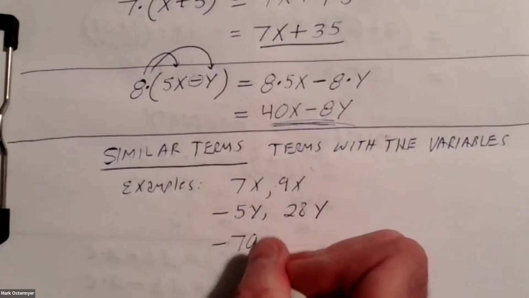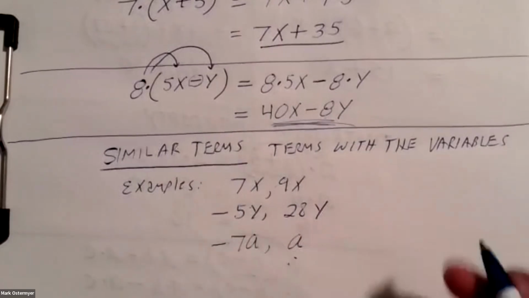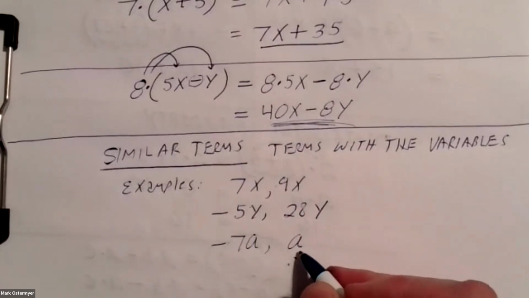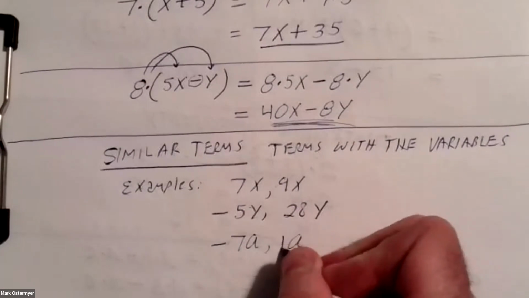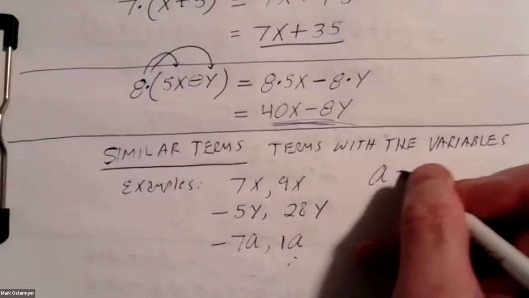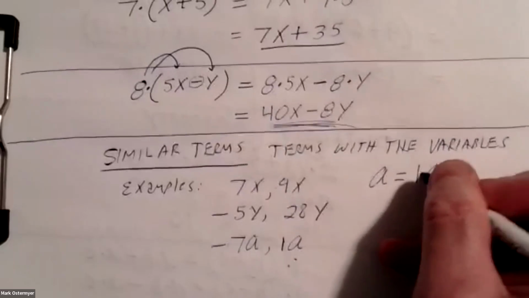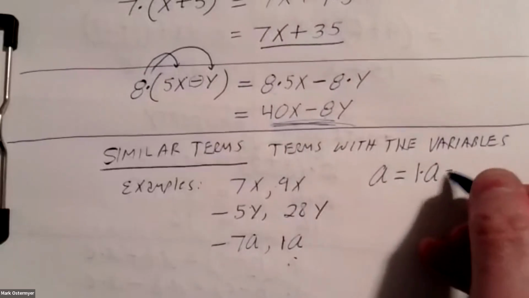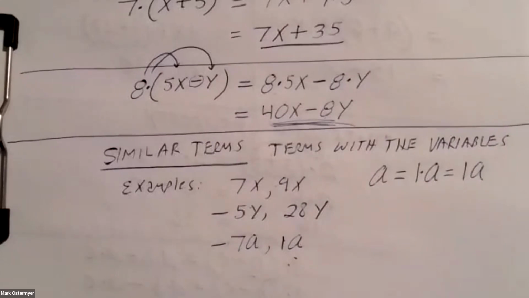Negative 7a and positive a. By the way, when you see just a variable and you don't see any number in front of the variable, it's understood to be 1. So a is understood to be 1a. 1 times a is the same thing as a or 1a. Understood, okay?